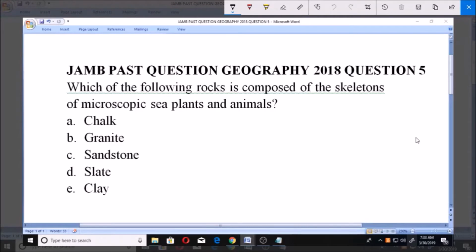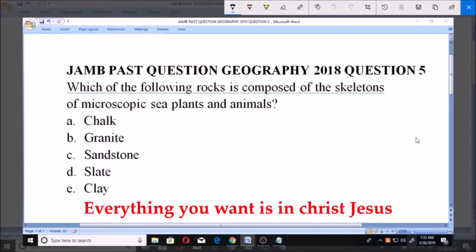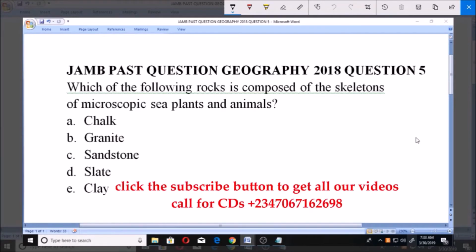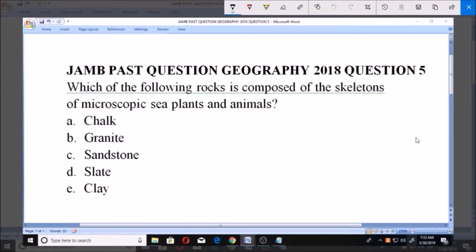Let's look at this JAMB past question, Geography 2018. Question number 5. Which of the following rocks is composed of the skeletons of microscopic sea plants and animals? A, chalk, B, granite, C, sandstone, D, slate, E, clay.